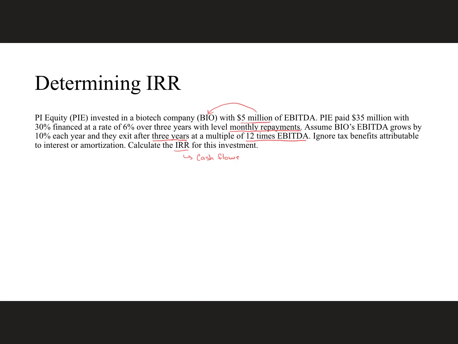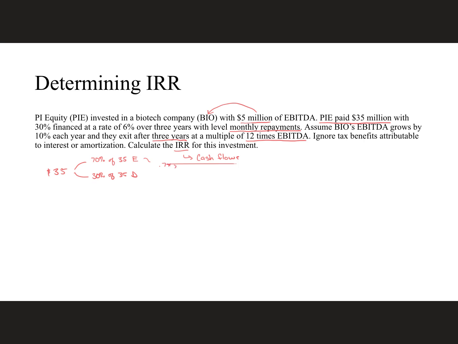This is how I would look at this. We have this private equity firm paying $35 million, and they're going to do this in two sleeves. One is equity, which is going to be 70% of the 35 million, and the other is debt, which is 30% of the 35 million. So our equity is going to be 0.7 times 35.